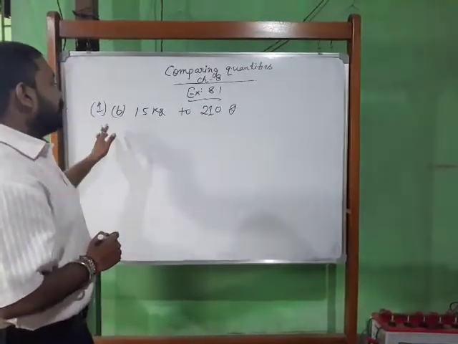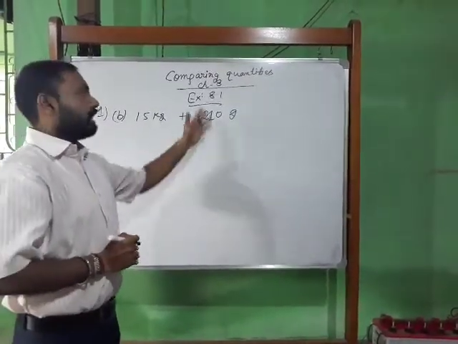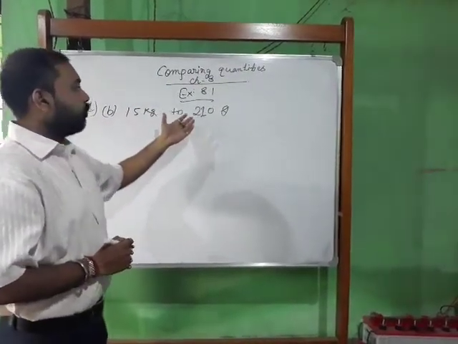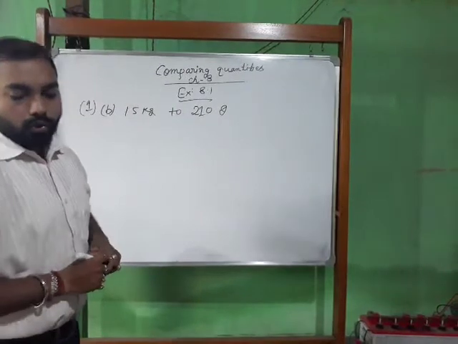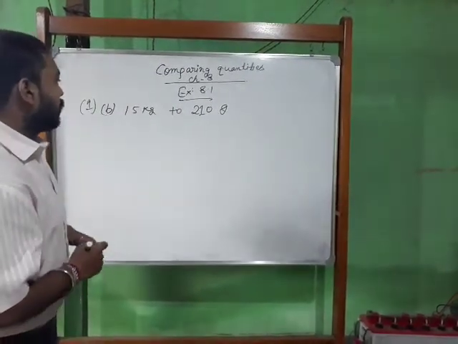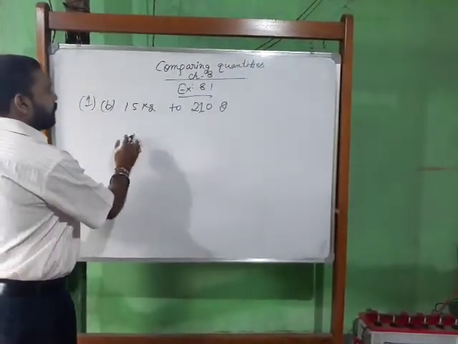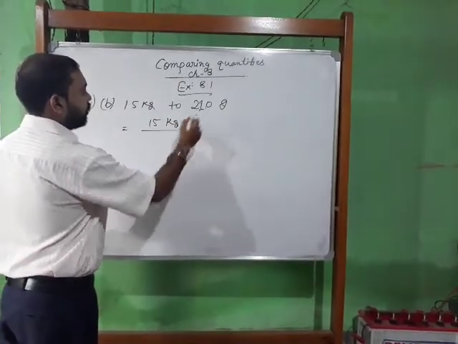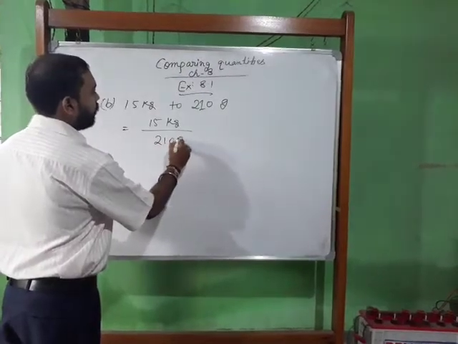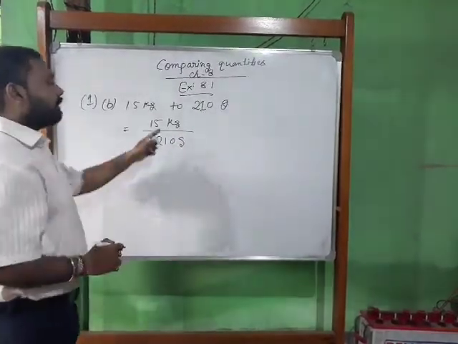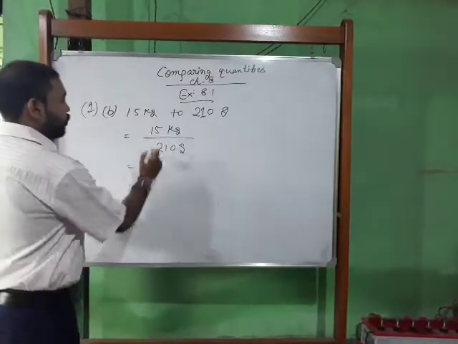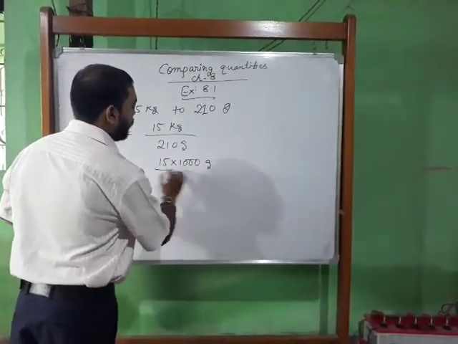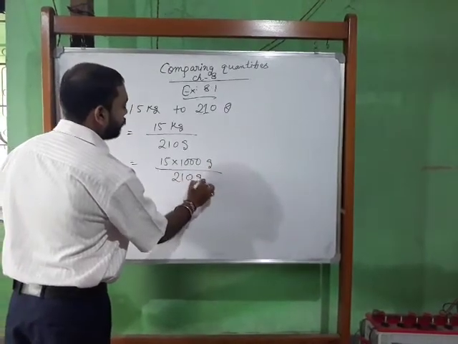Okay, let me solve now question number 1b of exercise 8.1. You can see that it is given 15 kg to 210 gram. So we have to find the ratio. Now how can you find the ratio? It is equal to, so you write at the numerator it will be 15 kg divided by 210 gram. Now as you know 1 kg is equal to 1000 gram. So 15 kg it will be 15 into 1000 gram divided by 210 gram.